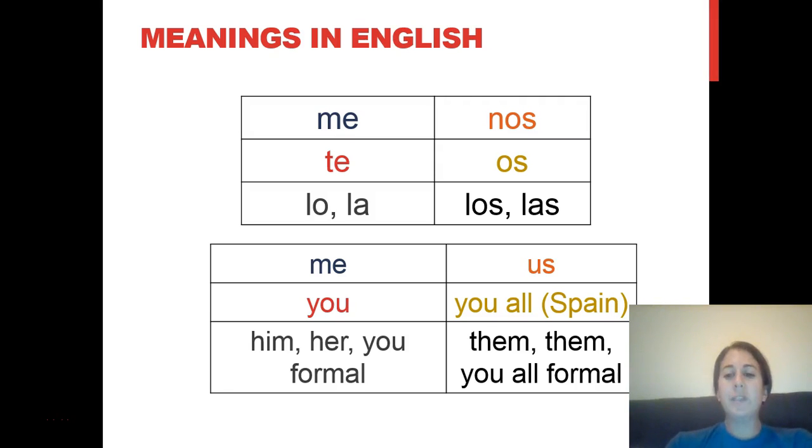Okay? Nos means us. Os is you all in Spain. Los and las, again, could be referring to people or items. Both of them mean them. And then, you all formal.